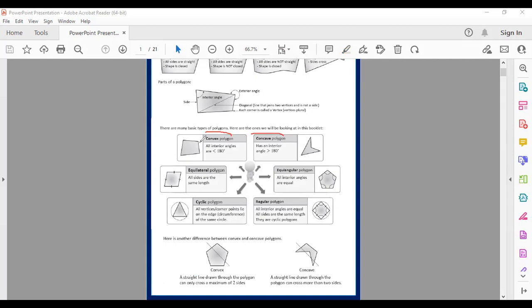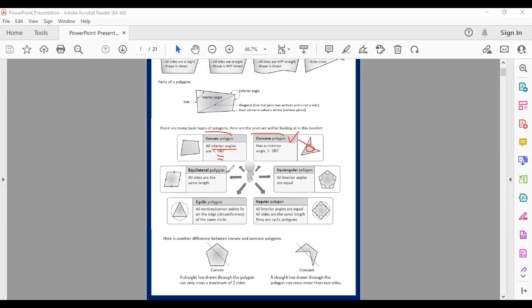A convex, very simple. All the interior angles are less than 180. That means there's no inside angle which is more than 180. The shape looks like it's all less than 180. Whereas a concave, there is one angle here inside which is more than 180. How do I know? If I draw a straight line, can you see this angle is more than 180? That's what makes a concave polygon.